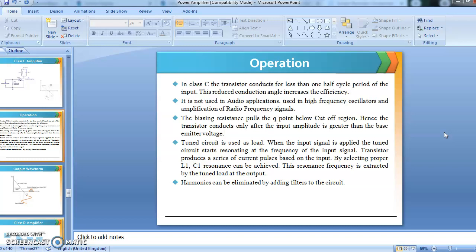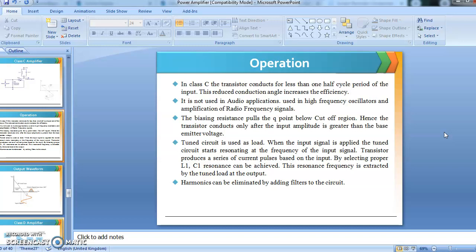In the class C power amplifier, the transistor conducts for less than one half cycle period of the input. So the conduction angle is reduced, and the reduced conduction angle increases efficiency. It is not used in audio amplification. The class C power amplifier is used in high frequency oscillators and the amplification of radio frequency signals.